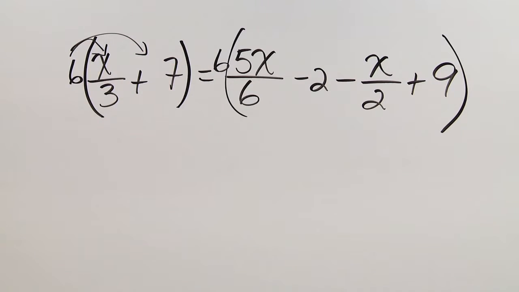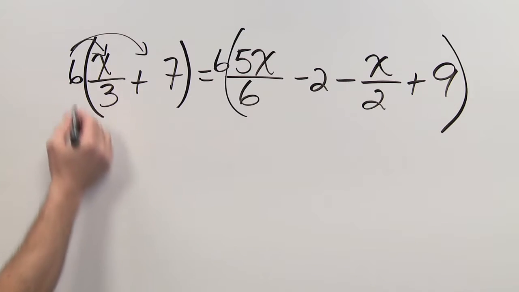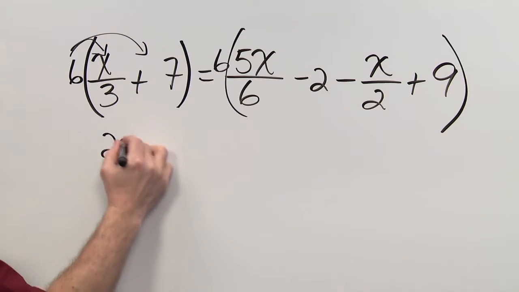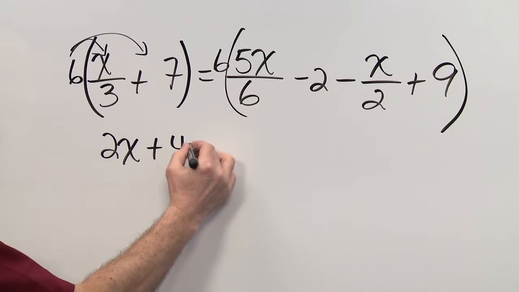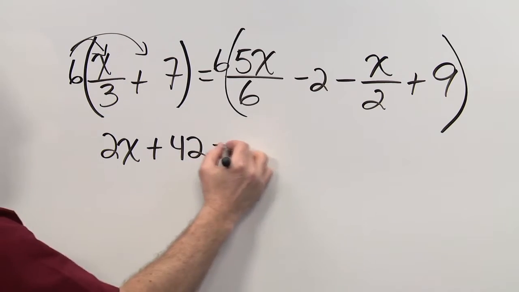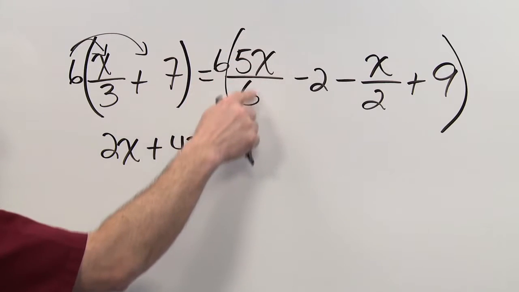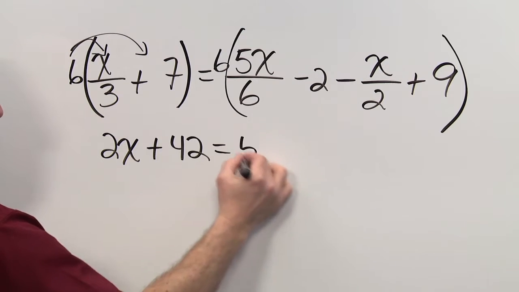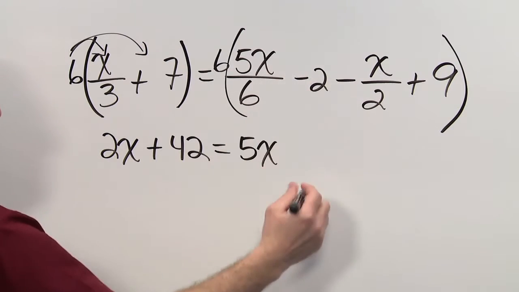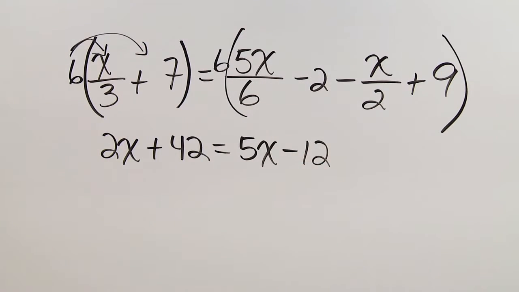6 times x divided by 3. 3 divides into 6 twice, so we get 2x. 6 times 7 is plus 42. On the right-hand side, 6 times the 5x over 6. 6 divides into 6 and is equal to 1, so we get 5x. 6 times 2 is 12, so minus 12.